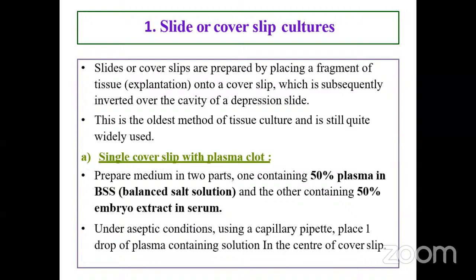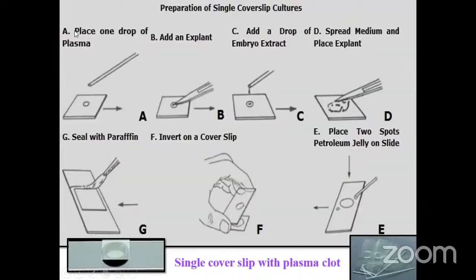So here a single cover slip with plasma clot can be used, where the medium is prepared in two parts, one containing 50% plasma in balanced salt solution, and the other containing 50% embryo extract in serum. Okay, so here under aseptic conditions, we can use capillary pipettes and place 1 drop of plasma containing solution at the center of the cover slip. Like this, you can see. First place 1 drop of plasma, then add the tissue explant, and then add embryo extract, the other part of the medium, and spread the medium and place the explant.